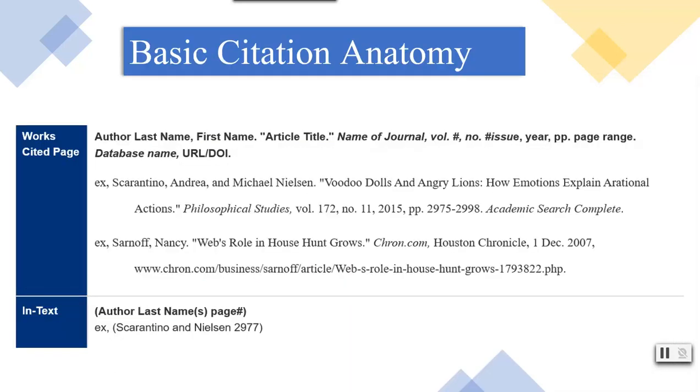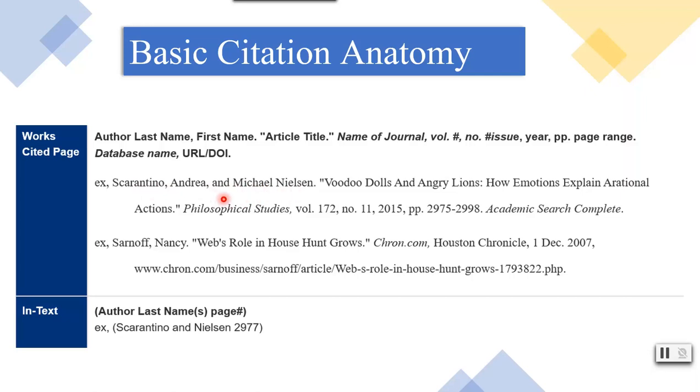You can see that the basic citation anatomy is shown here, both the full citation that goes on your works cited page and the in-text. And so there are a couple of articles here that have been fully cited. The author's last name comes first, you'll notice that, and then if there are other authors, it's first name, last name.